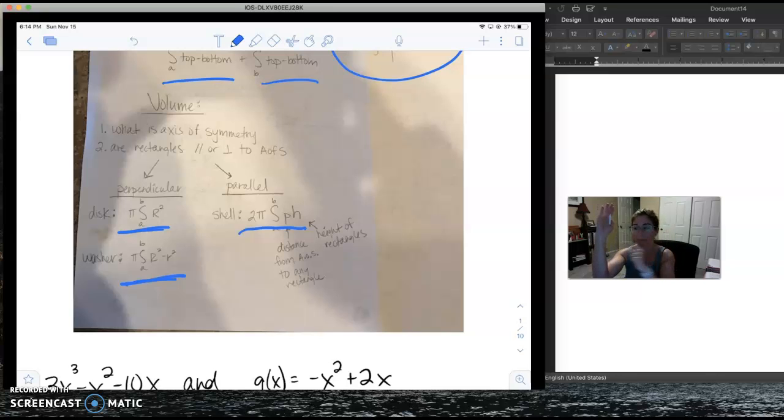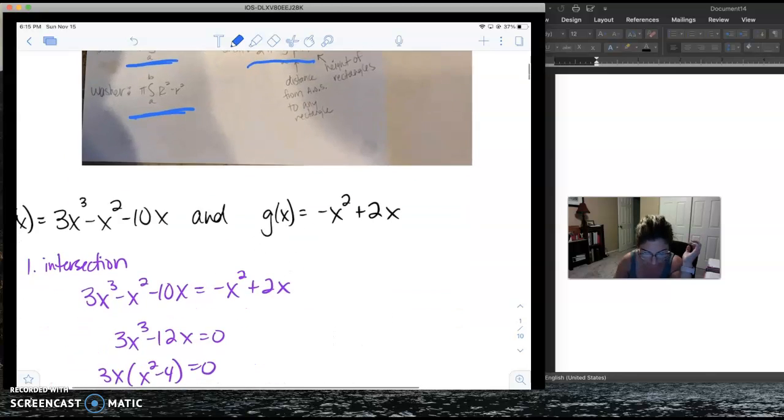However you were stacking them, it was the distance from your axis of symmetry over to any one of the rectangles. The h is the height of all those different rectangles. So if your rectangles are in between two curves, we've got to figure out the height in between those two curves and do top minus bottom. If it is just the height of the curve, then we just use the function f of x as the height. So again, if the axis of revolution, our axis of symmetry, and your rectangles are parallel, then you're going to do the shell method. Perpendicular, you're going to do disc or washer. Parallel, you're going to do shell.